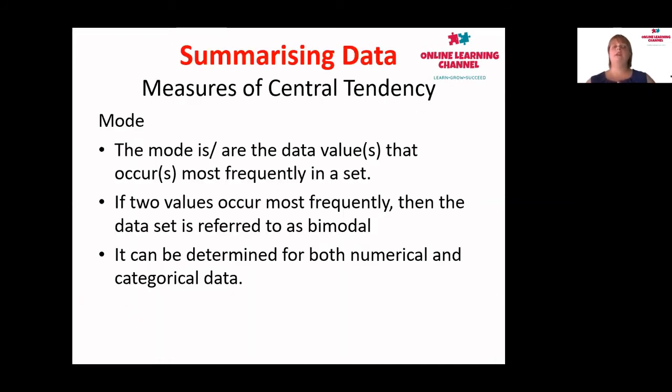The next one we're going to look at is the mode. So again, it measures the central tendency. The mode is or are the data value that occurs the most frequently in the set. If two values occur most frequently, then the data set is referred to as bimodal. It can be determined for both numerical and categorical data. If you have more than one mode that occurs, you always write down both of the modes. So you're going to say if there's 7 green cars and 7 blue cars, you're going to say blue and green is your mode.